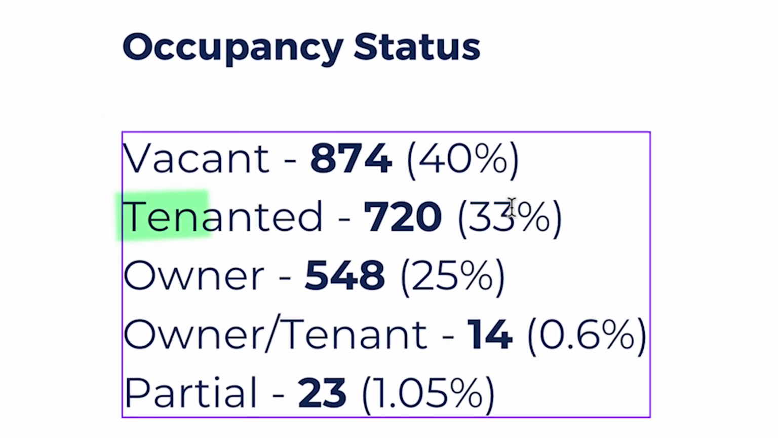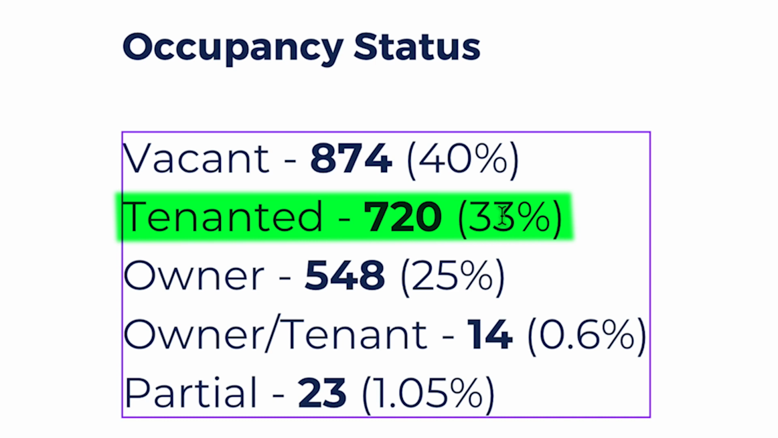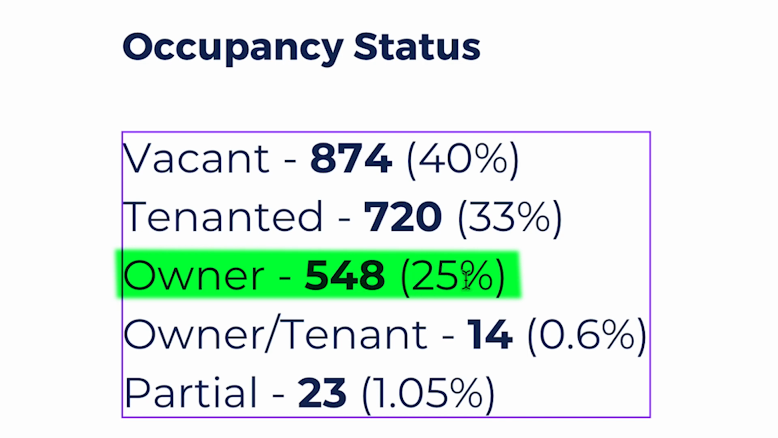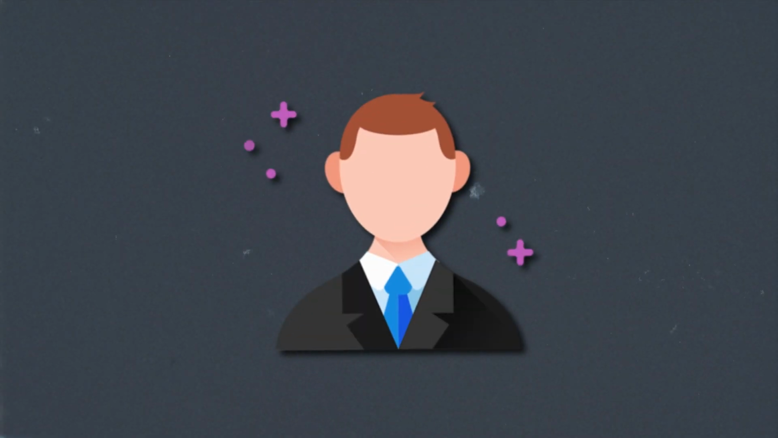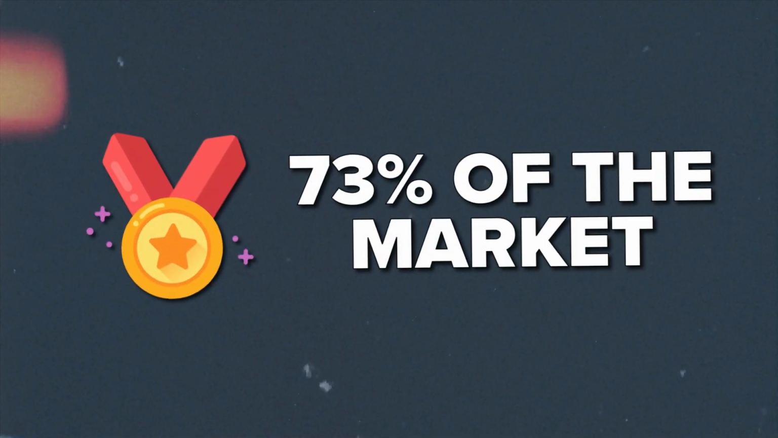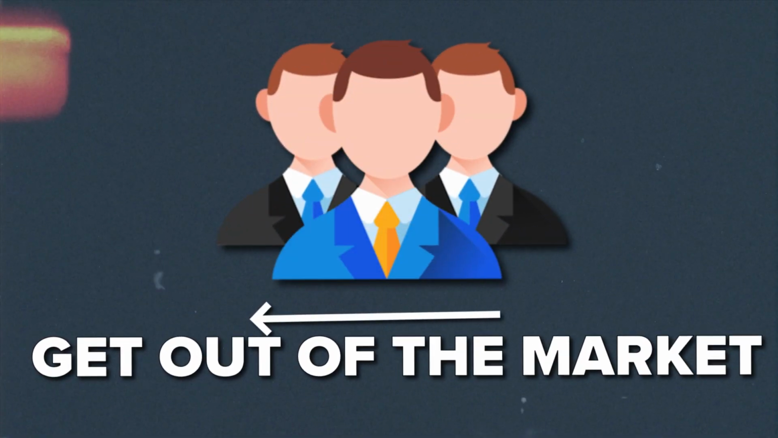So someone with a vacant property is probably going to want to sell it pretty quick because it's costing them money every single month. They're paying out on it even though they're not living there. It's not tenanted. Tenanted properties were 33% of the market. Again, that's showing that investors are trying to sell off their properties right now with the higher interest rates. Owner occupied was only 25% of the market. So if you're an owner trying to sell your property, you're competing with 73% of the market, people trying to get out of the market based on the interest rates.